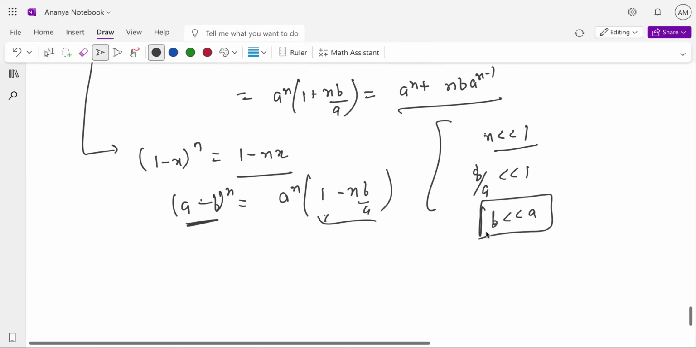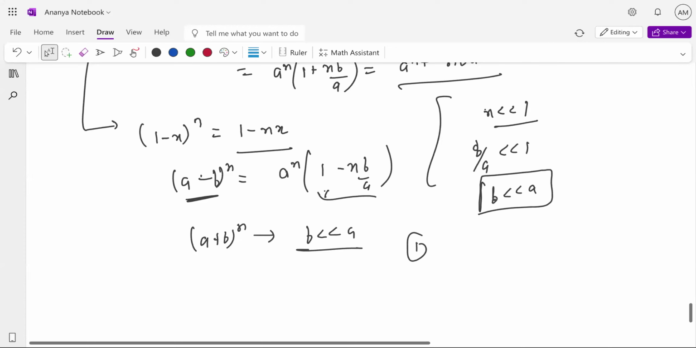Now we have changed it. If this is the case, a plus b to the power n is given. If you see that b is very, very much less than a, you can apply this formula. You don't have to check whether the 1 is there or not. Yes, sir.